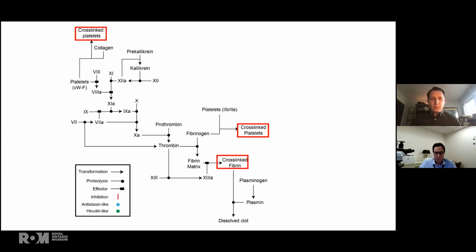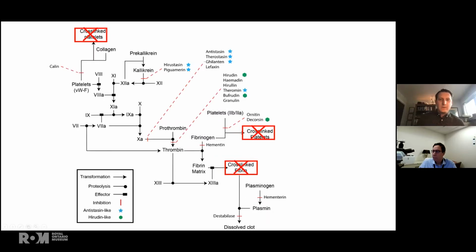If you can flip one slide ahead, Ivo, what you're seeing here are the various points at which leech anticoagulants attack this coagulation cascade. So what happens when the leech feeds is that it pumps you full of proteins that attack the coagulation cascade at various points, and then eventually prevent the cross-linking of platelets and the cross-linking of fibrin.